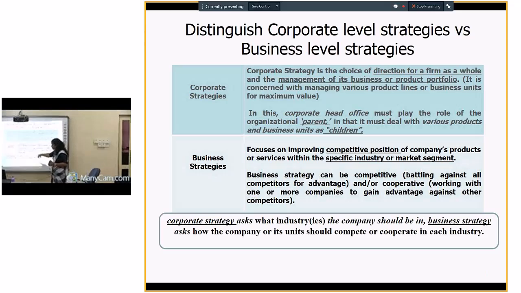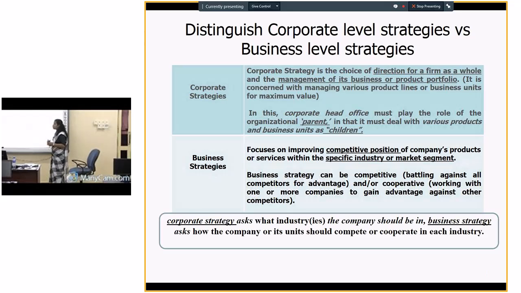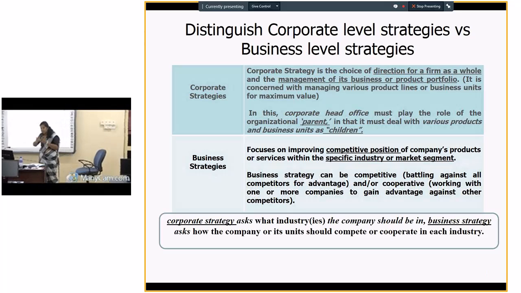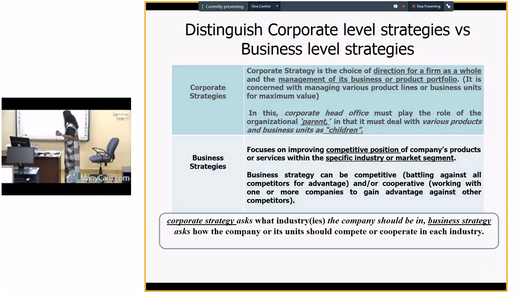Therefore, here you can look into the summary. The corporate strategy asks what industries the company should be in, because we might be looking at a very broader perspective, the helicopter view, a very broad manner. Which industry are we going to be in.